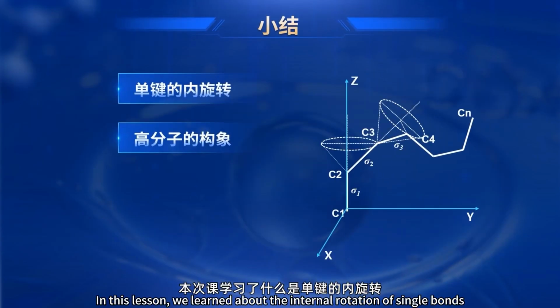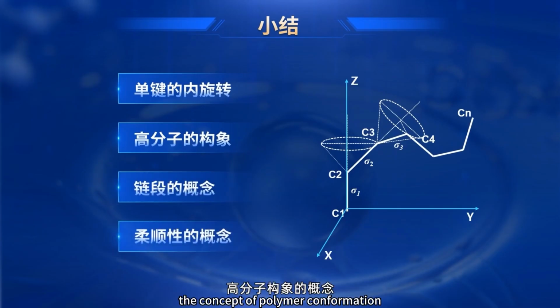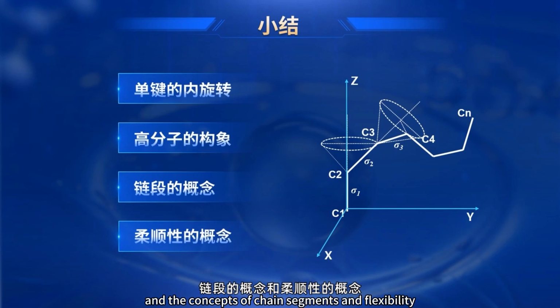In this lesson, we learned about the internal rotation of single bonds, the concept of polymer conformation, and the concepts of chain segments and flexibility.